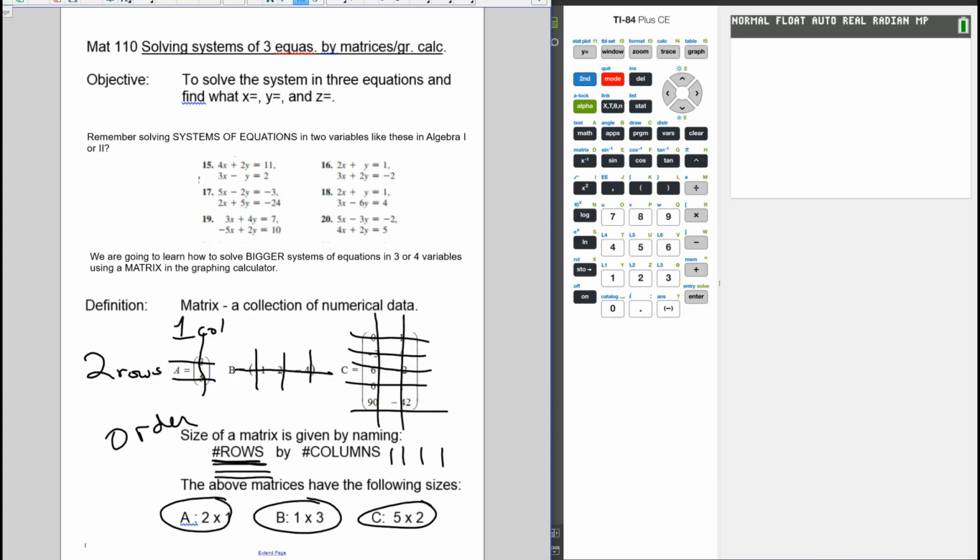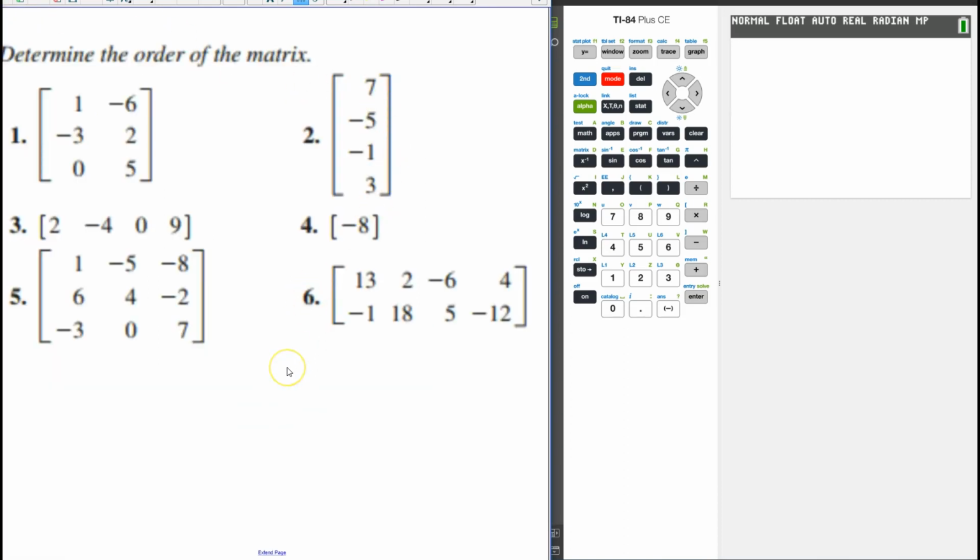On this next page I've got some just for you to try, and you can hit pause, and then the next page when you start it back up will be the answers to these. So hit pause, do them right quickly, just determining the order, the size, and then restart the video, and the next page will have your answers.